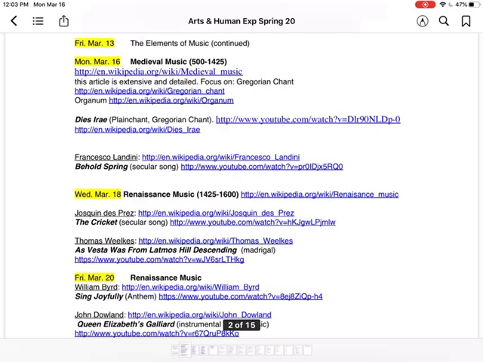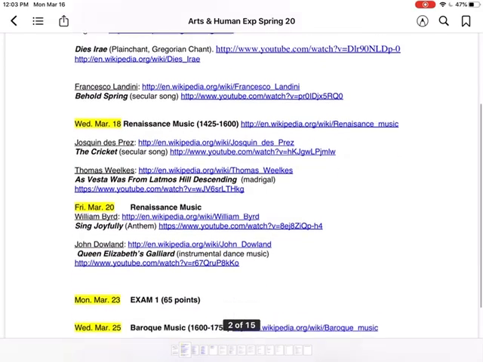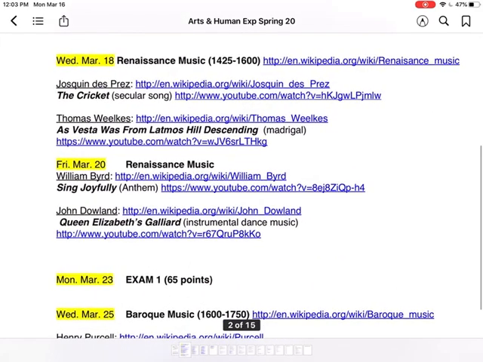So this is what we're covering today. Music under March 18th, Renaissance music. And we will be looking at two composers, Josquin du Pré, and listening to a composition by him called The Cricket. And this is a secular song. We talked about secular music the last time, anything that is non-liturgical, meaning not written for the church, not for the Mass, or any type of religious service.